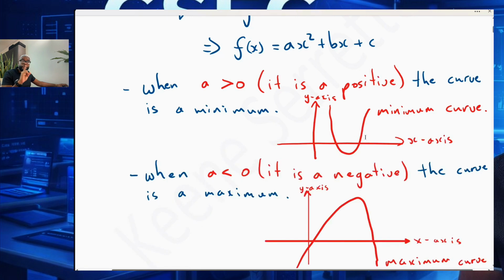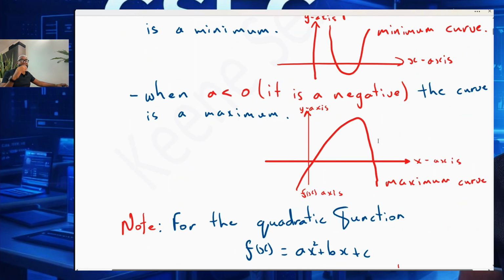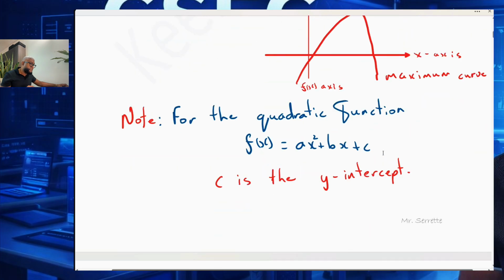Now, some things to note here. When this value a is greater than 0, meaning that it is positive, the curve is a minimum curve, meaning that it's decreasing then increasing. When a is less than 0, meaning that it is negative, the curve is a maximum curve, right? This is a valley, and this is a mountain. Think mountain and think valley when you're dealing with this, right?